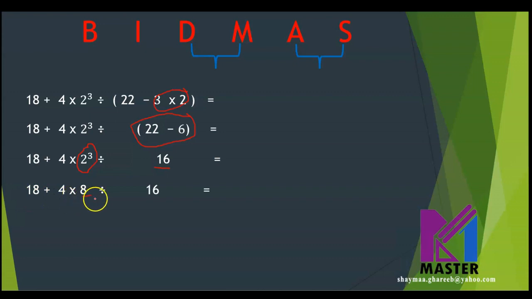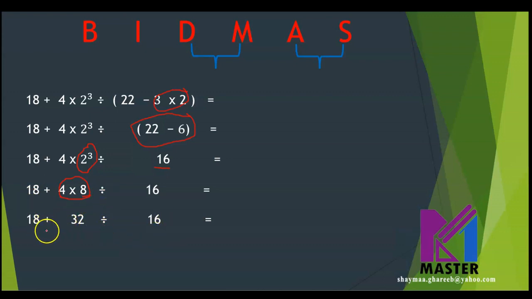18 plus 4 times 8 divided by 16. I have 3 operations: addition, multiplication, and division. Which one should I start with? Of course, I will start with the multiplication because it comes before the division. So 4 times 8 equals 32. So I will replace the 4 times 8 with 32. So 18 as it is, then plus 32, then divided by 16.